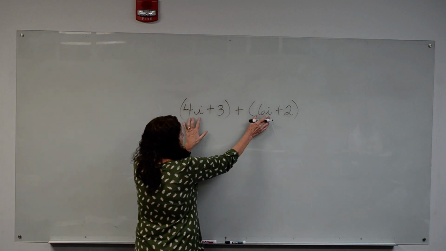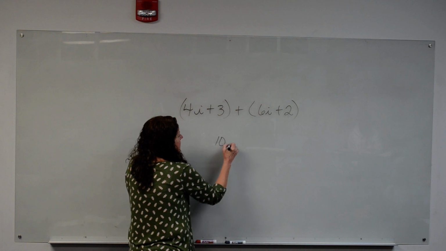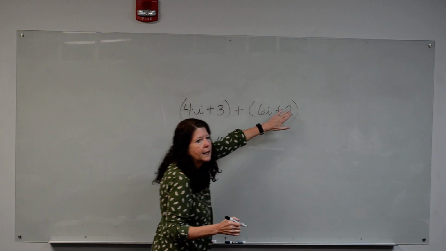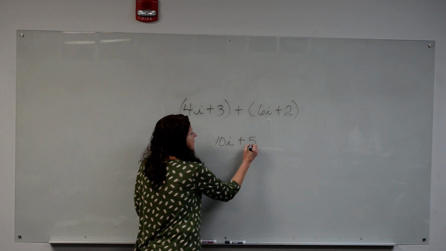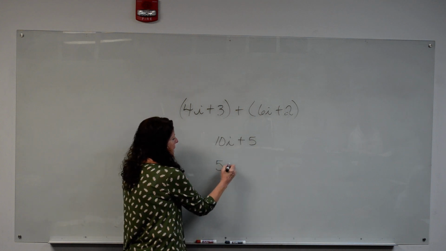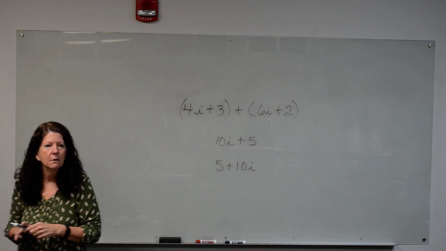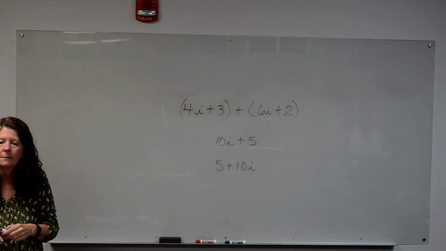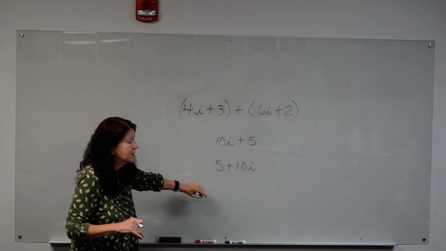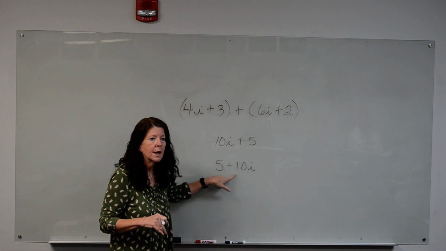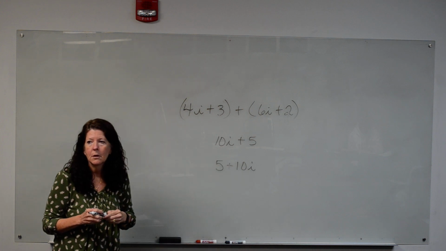I have 4i and 6i, so that's 10i. I have 3 and I have 2, so that's 5. Now the only difference is I normally write it like that, because your i is always at the end. Okay? That's a complex number. That's a combination of a real number and an imaginary number. Okay, does that make sense?